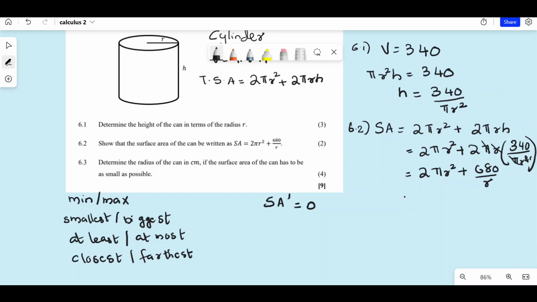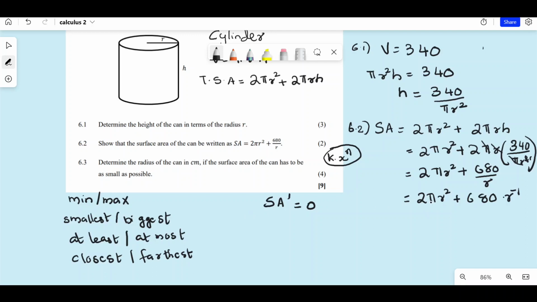So you can write the surface area once more to change it into the way it should be to differentiate. You can differentiate only if it's written in the form k x to the power n. So you have to change every function into this form before you differentiate. So here it's going to be 680 times r to the power -1. Now we can find the derivative.